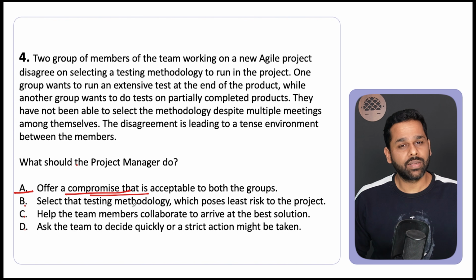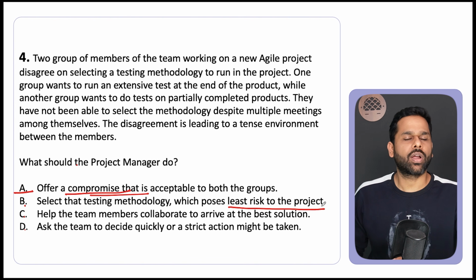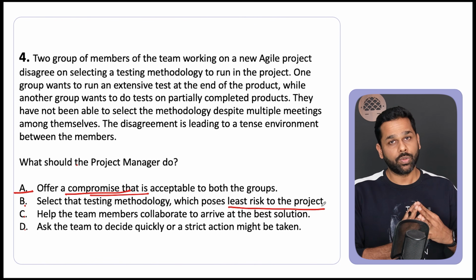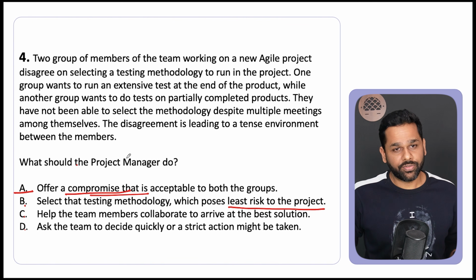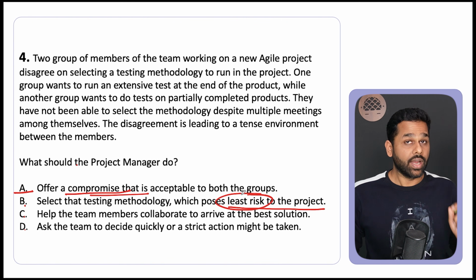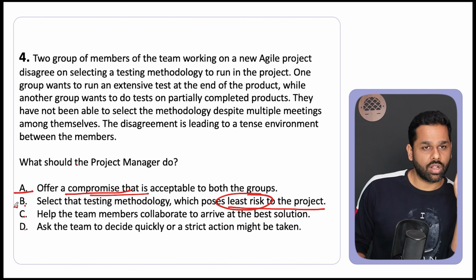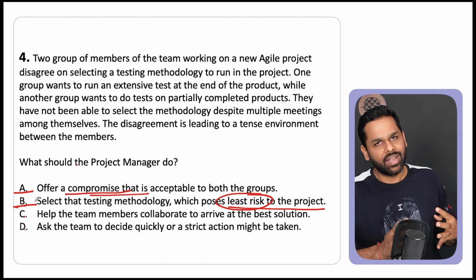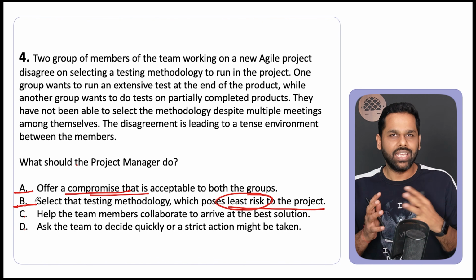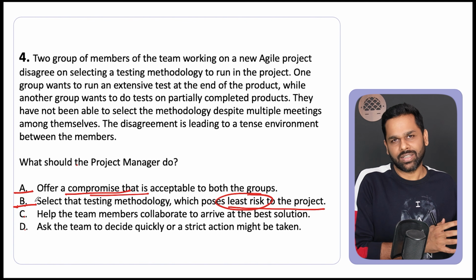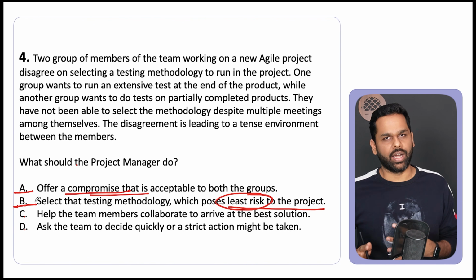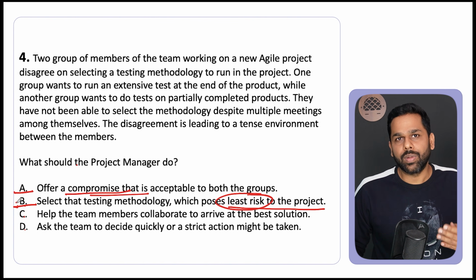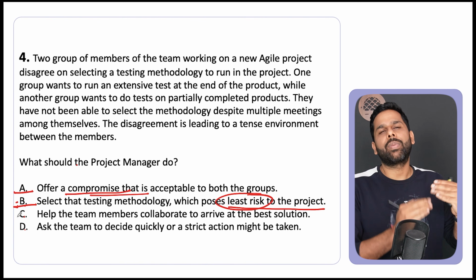B, select that testing methodology which poses least risk to the project. We also discussed in the previous question that whatever decisions we take should be for the benefit of the project. So if that decision poses least risk to the project, it will be beneficial to the project. Right? So this could also be a good choice. If the first, second, third were easier questions, now we are heading into difficult questions. Easier questions are those where you can eliminate the choices fast and are left with one choice. Put a tick and move ahead. Difficult choices are those where you see two options which both work, or maybe three options that work, and then you will have to compare and decide.